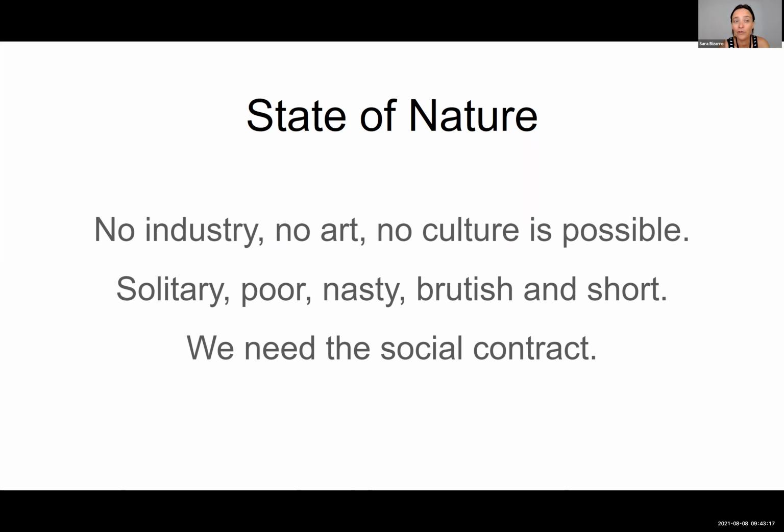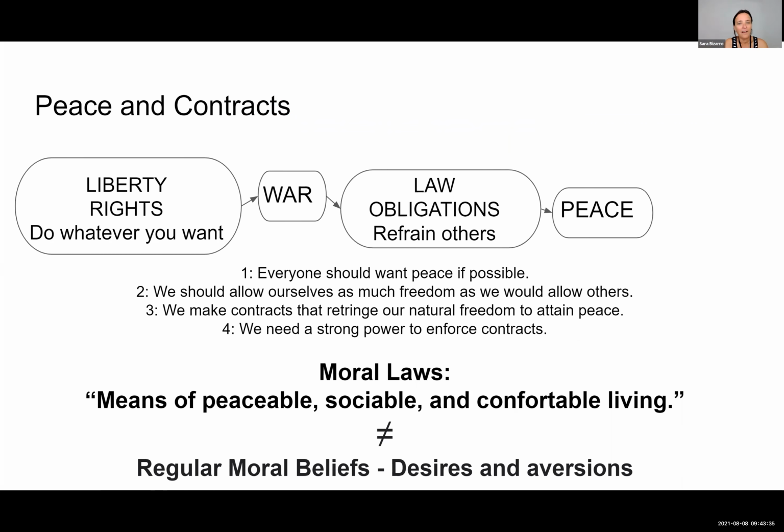In a state of nature, he thinks there would be no industry, no art, no culture. This is the famous quote: solitary, poor, nasty, brutish, and short. So therefore, we need a social contract to avoid this horrible state of nature. Now, this is kind of interesting. What I just said is a traditional way to talk about Hobbes, the state of nature and the social contract. But in the selection, he also puts it in a slightly different way.